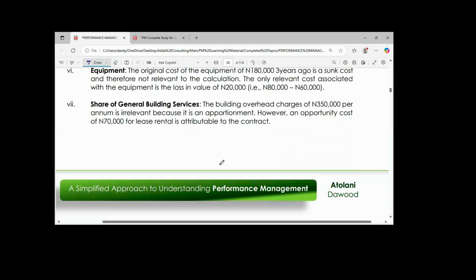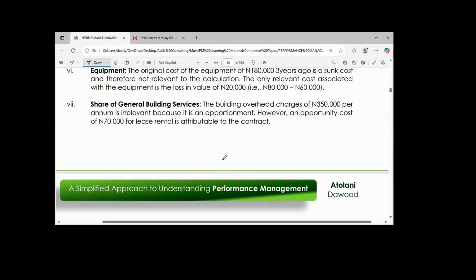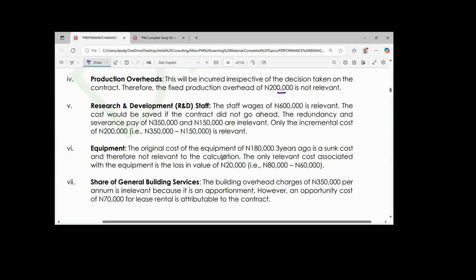Then finally, the share of general building services. The building overhead charges of 350,000 naira per annum is irrelevant because it's an apportionment. However, an opportunity cost of 70,000 naira for lease rental is attributable to the contract. Okay, so that is that. That is the end of the question. That's our assumption. It is only when you do this that you are going to earn your full mark.